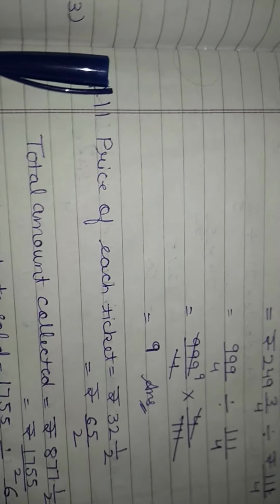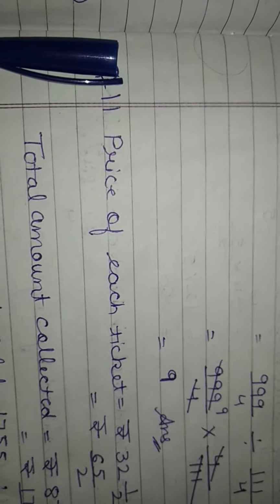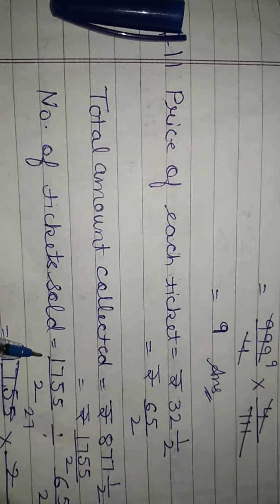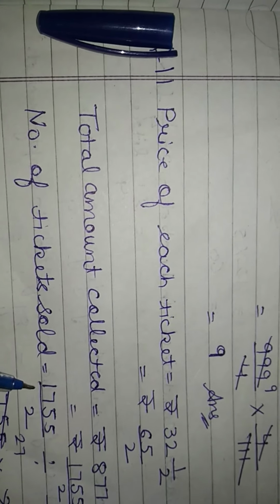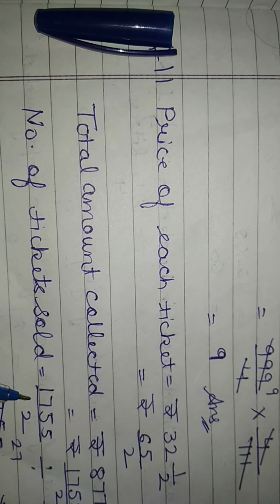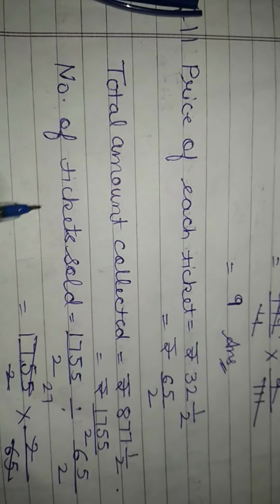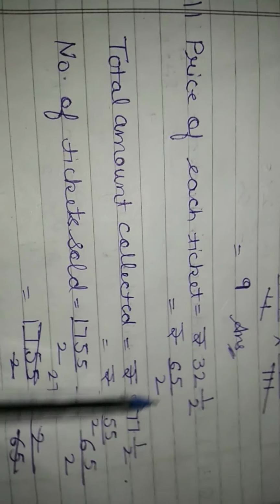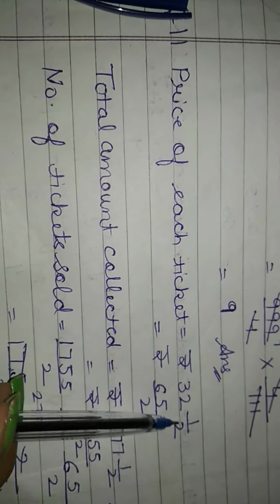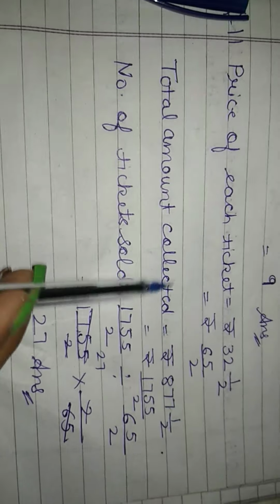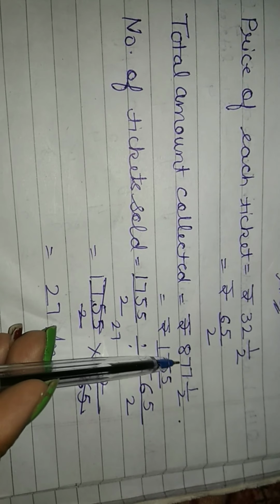In question number 11, at a charity show the price of each ticket was rupees 32 1/2. The total amount collected by a boy was rupees 877 1/2. How many tickets were sold by him? So the price of each ticket is this much, and we have converted this mixed fraction into a simple fraction. After that the total amount collected was this much.